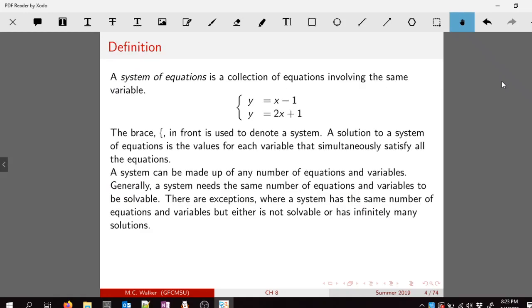Begin with the system of equations is a collection of equations involving variables. Formally, we use a brace to indicate that all of these equations are part of a system, but not everyone does that. Notably, this textbook does not. So a system can be made up of any number of equations and variables. We're going to start with looking at two like this, but we will, in our later sections, look at systems of three equations and three unknowns.